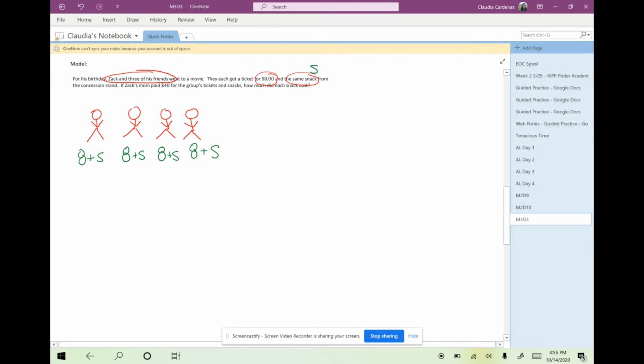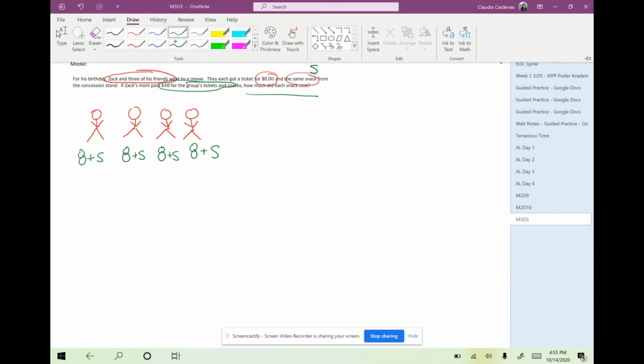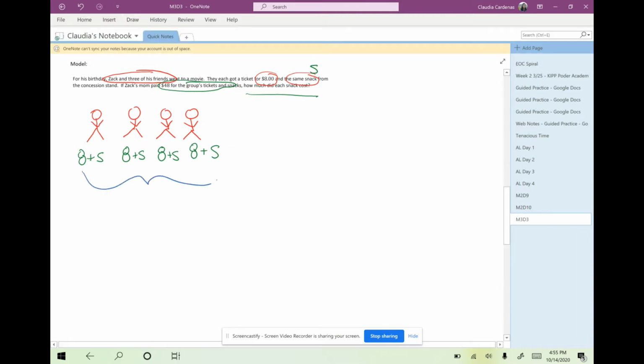If Zach's mom paid $48 for the group's tickets and snacks, how much did each snack cost? Okay, so I know that all together, let's use a different color, all of this cost $48, not just the tickets, but also the snacks. And the question wants to know how much does each snack cost? So what is S? Okay, so we have added all of those parts into our drawing.